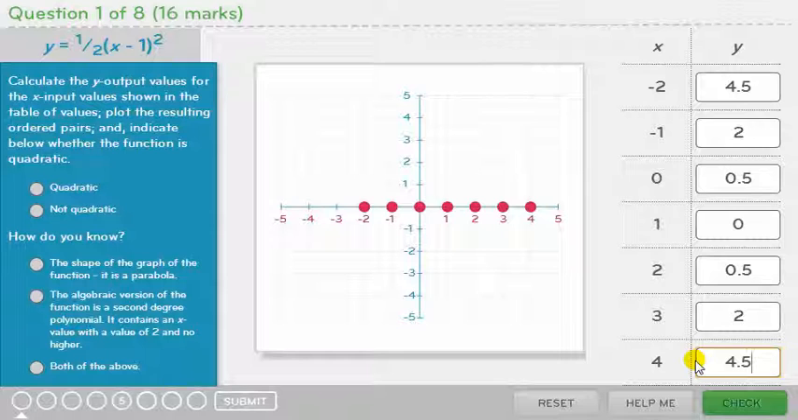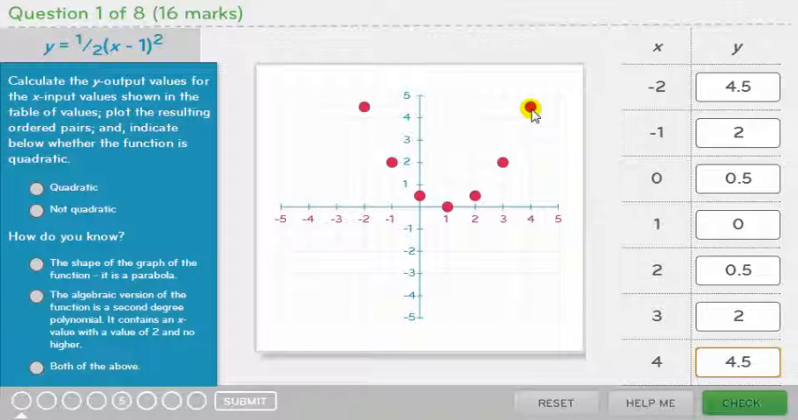So now that we have our table of values, we can graph this function. When x equals -2, y equals 4.5. When x equals -1, y equals 2. When x equals 0, y equals 0.5. When x equals 1, y is 0. And then back up: 0.5, 2, and 4.5.